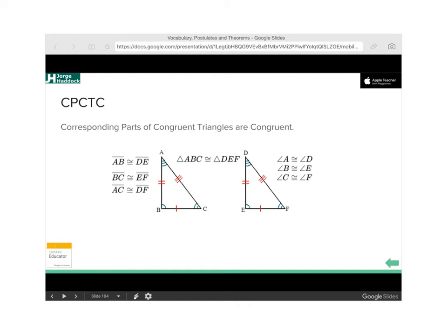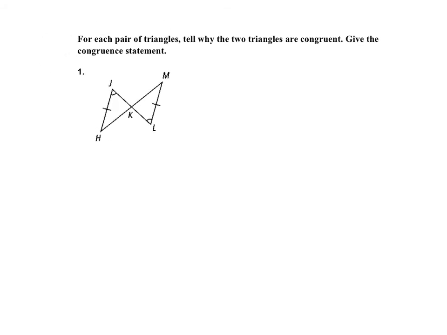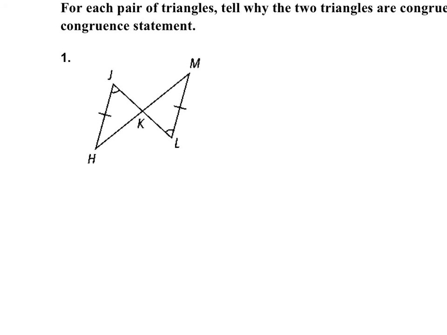So let's use this information to work some exercises. The first one says, for each pair of triangles, tell why the two triangles are congruent, then give a congruence statement. So again, in this case, we have two angles.